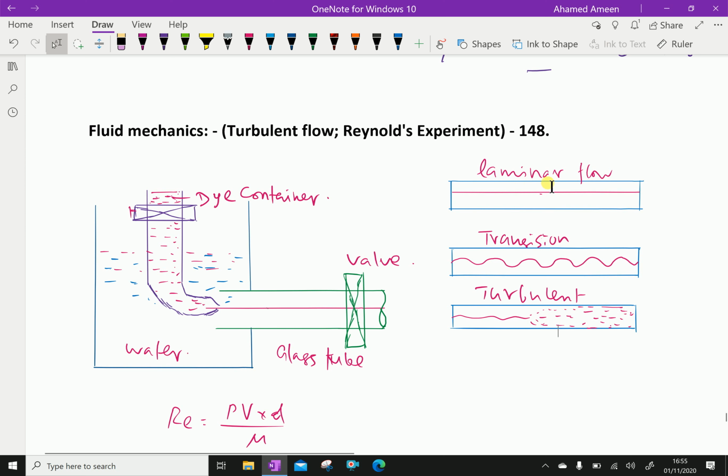So first is laminar flow, then transition takes place. After that it becomes turbulent flow. Due to that, the dye line is broken and mixed with the water flow.